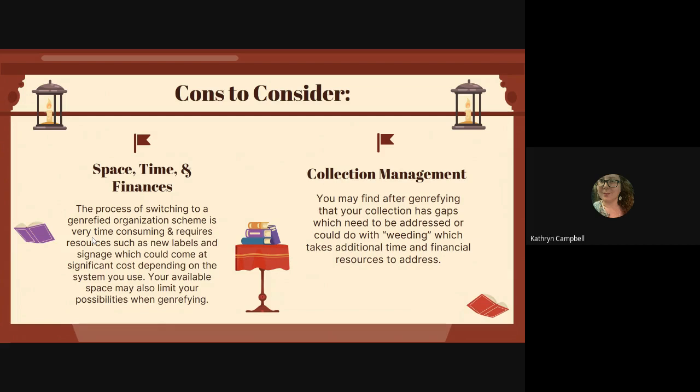Collection management is also another con or issue that comes up with genreification, because you might genreify and find that your collection has really big gaps that need to be addressed, which means you need to spend more money to add to the collection, or you need to do some weeding because you have a lot of things that are outdated or just not being circulated, and that takes additional time and financial resources in order to address.